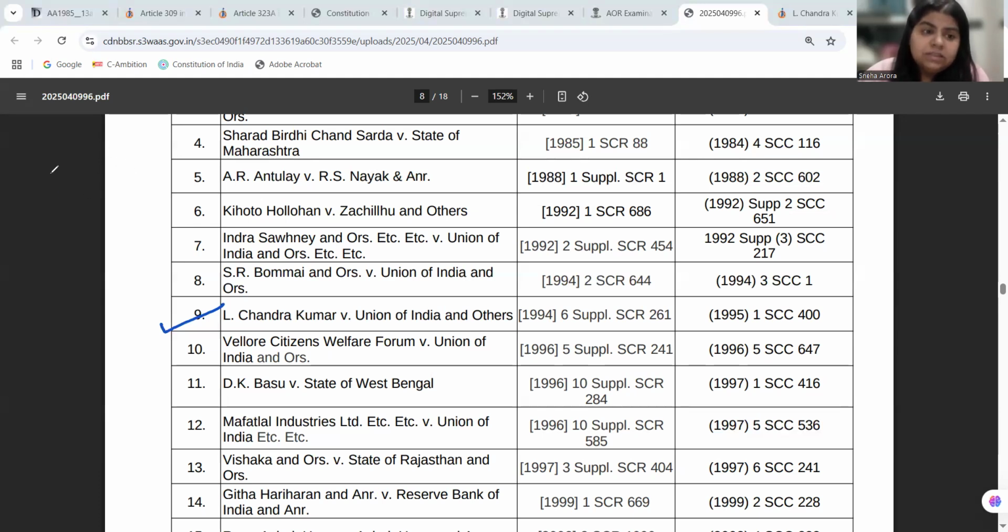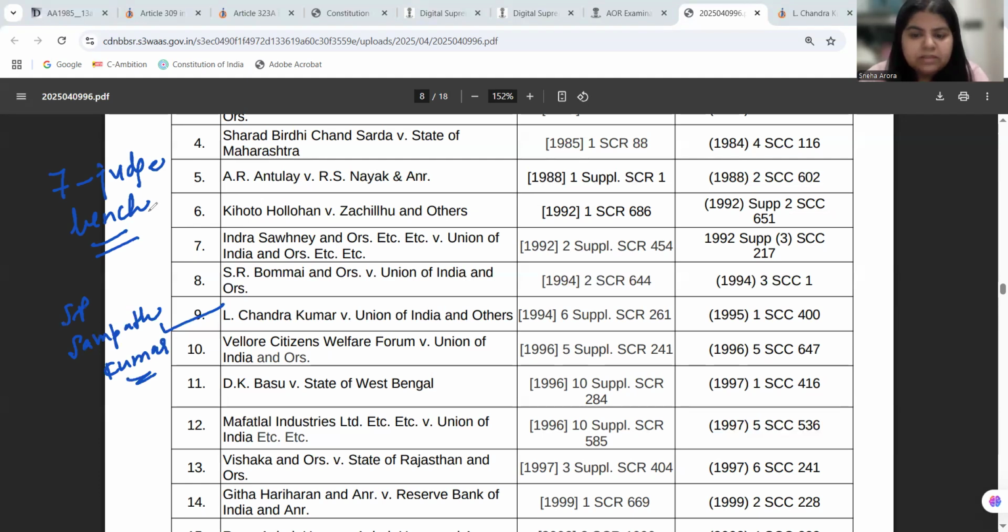Now, this judgment was pronounced by a seven-judge bench, and it is taking into picture the SP Sampath Kumar case. The SP Sampath Kumar case was a five-judge bench judgment, which is talking of the interaction between the High Court and the tribunal, the Central Administrative Tribunal. Since SP Sampath Kumar was a five-judge bench case, of course, we needed a larger bench to reconsider the judgment pronounced in SP Sampath Kumar.